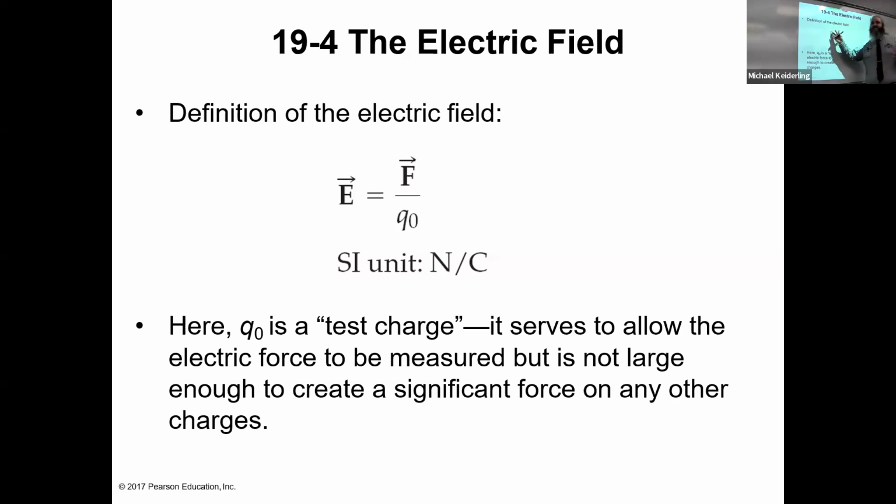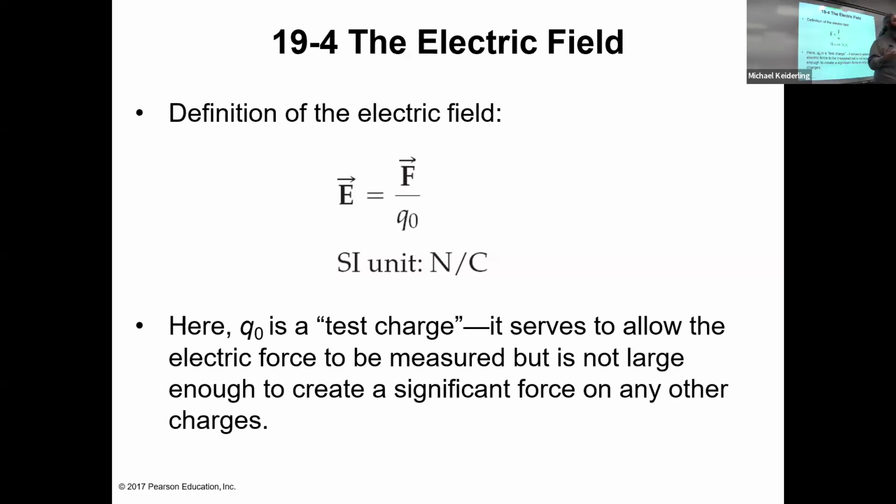And the electric field is basically just, you ask the question, what would the force be on some test charge if I dropped it at some point? So the electric field is the force on that test charge divided by the charge of that little test charge. This serves to allow the electric force to be measured, but it's not large enough to create any significant force on any other charge. So what force it would experience divided by its charge.